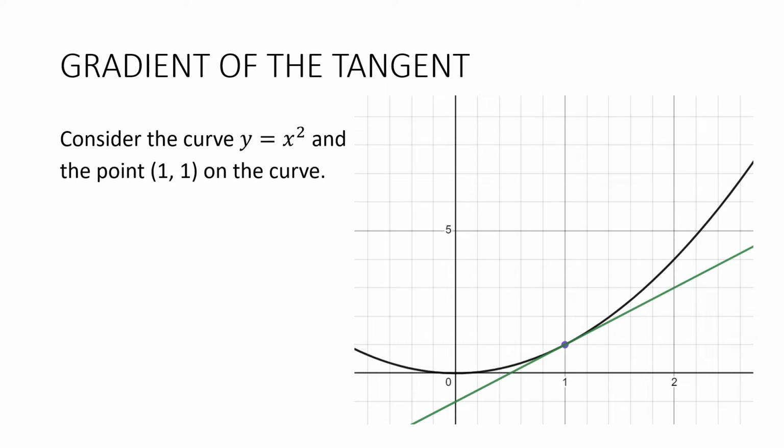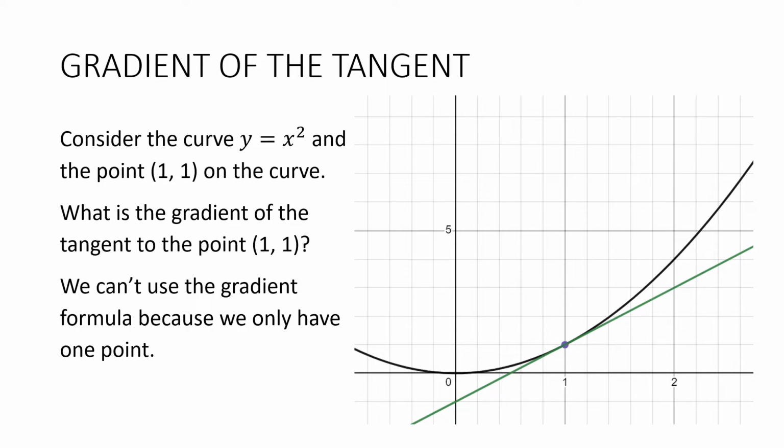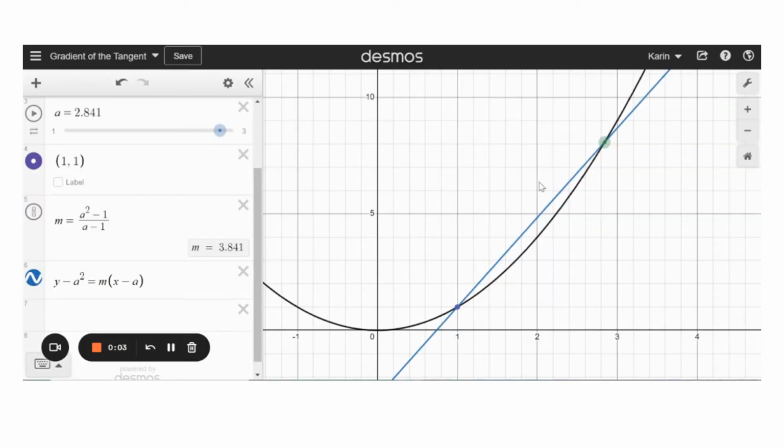Let's consider the curve y equals x squared, that's this black curve here, and the point 1, 1 that lies on the curve. What is the gradient of the tangent to the curve at this point, 1, 1? Now, a tangent is a line that just touches a curve in one position. So we want to find the gradient at this point. Now, here's the thing. We can't use the gradient formula because we only have 1 point. We'll end up with 0 over 0. Remember, that's undefined.